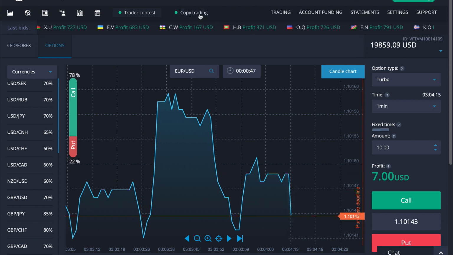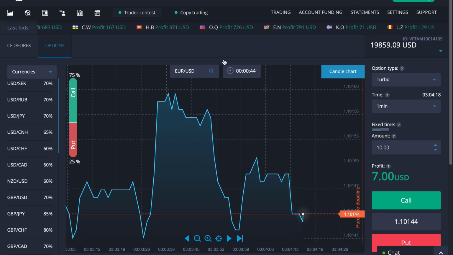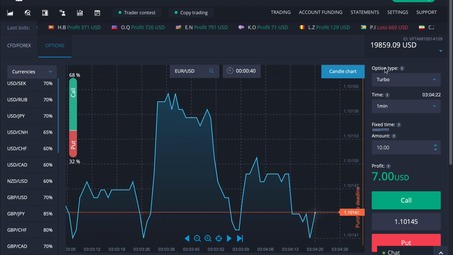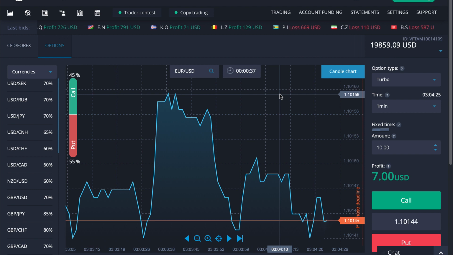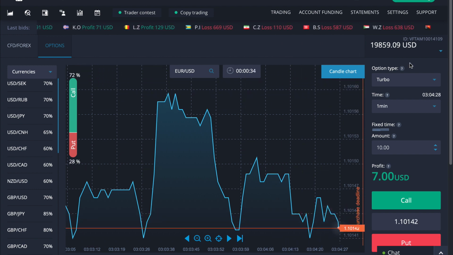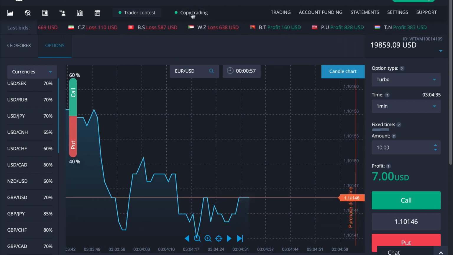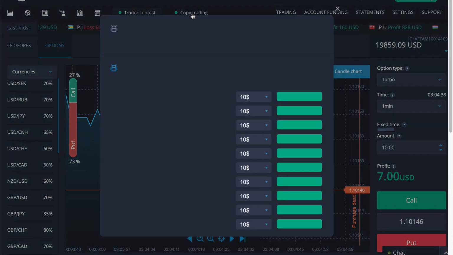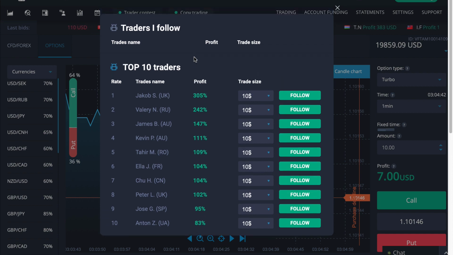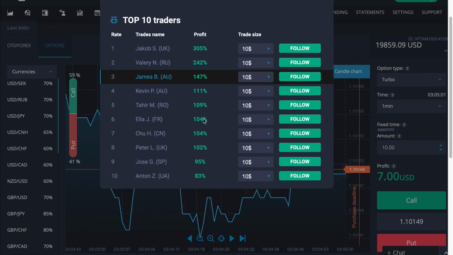The thing that I've been doing lately that's been generating me a ton of money, and by a ton, I mean tens of thousands, because I started out with a $500 deposit into Forex, and I've transformed that, as you can see here, into $19,859. Well, what I did was I used the copy trading function that Forex has. And when you click on it, here you can see the most profitable traders. Jacob S. right now in the UK is consistently being profitable. And as you can see here, his recent profit has been 305%. Valerie N. in Russia has a 242% profit. James B. has a 147% profit, and so on and so forth.